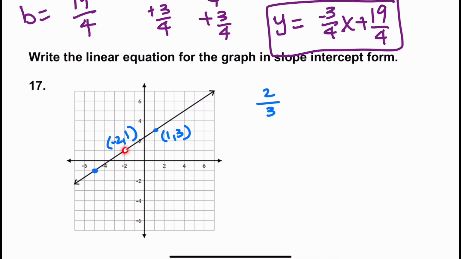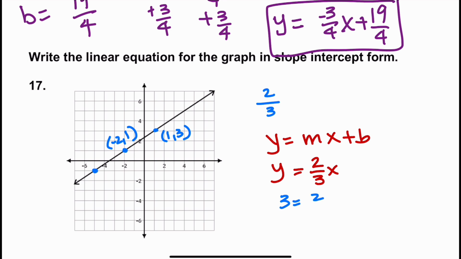You can also count it. So if I take my point, I go up 2 over 1, 2, 3. This would also be a 2/3 slope. Now notice when I look at this, this is not crossing my y-intercept at a nice place. So this is going to give us a fraction here. If I have my y equals mx plus b, I know my slope is 2/3. I can take either point. Let's do 1, 3 since they're both positive.